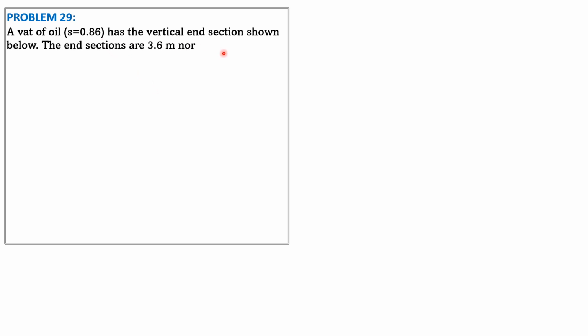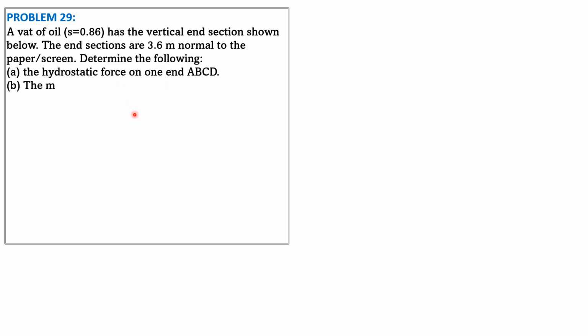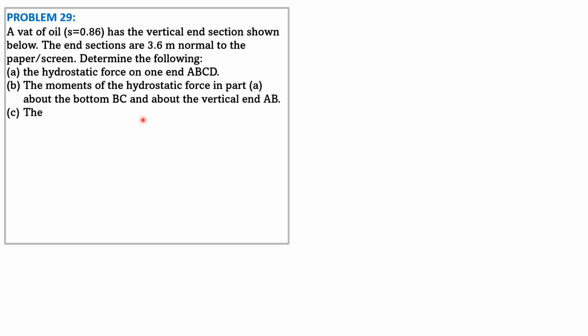Problem 29. A vat of oil with specific gravity 0.86 has the vertical end section shown below. The end sections are 3.6 meters normal to the paper or screen. Determine the following: the hydrostatic force on one end ABCD, the moments of the hydrostatic force in part A about the bottom BC and about the vertical end AB, and the hydrostatic force on the slanted end CD.